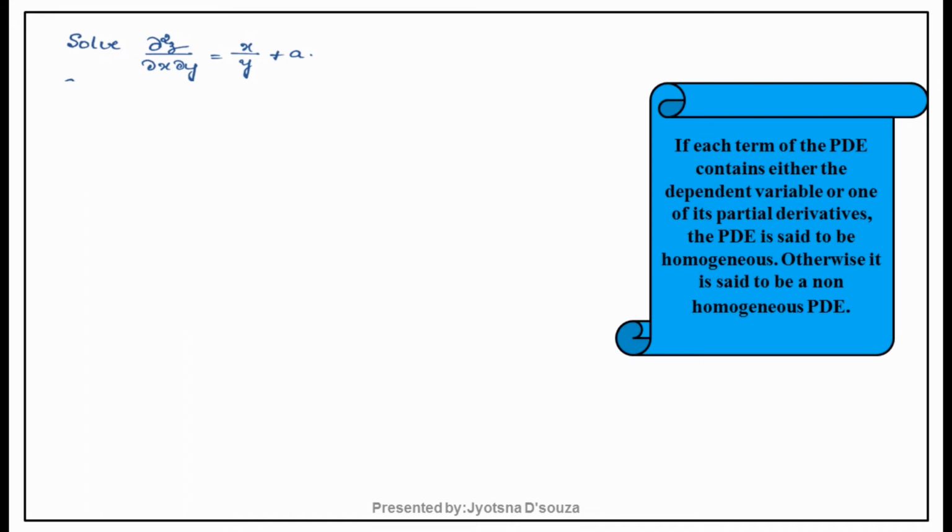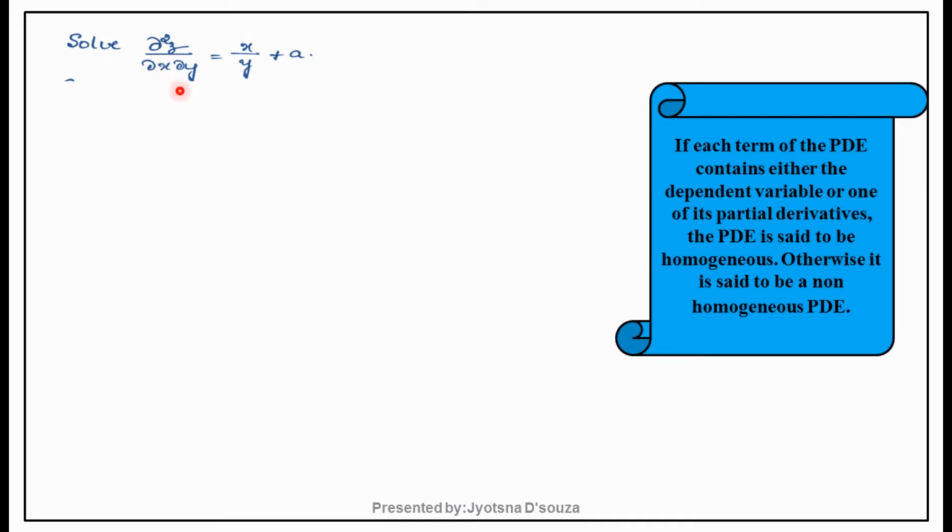Just for recollection, the definition is: if each term of a PDE contains either the dependent variable or one of its partial derivatives, then the PDE is said to be homogeneous. Otherwise, it is said to be non-homogeneous. In this given example, dou square z by dou x dou y is a derivative of the dependent variable. How will you identify which is dependent and which is independent? For that, you just have to see this derivative. The one you are differentiating is your dependent variable, and the variable with respect to which you are differentiating is your independent variable.